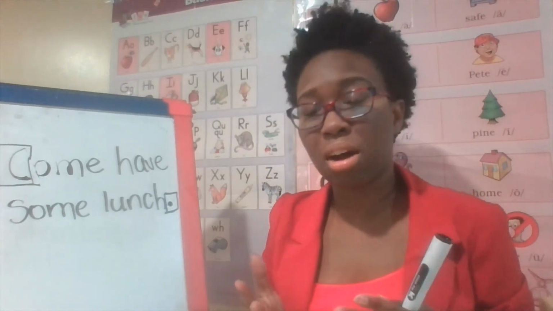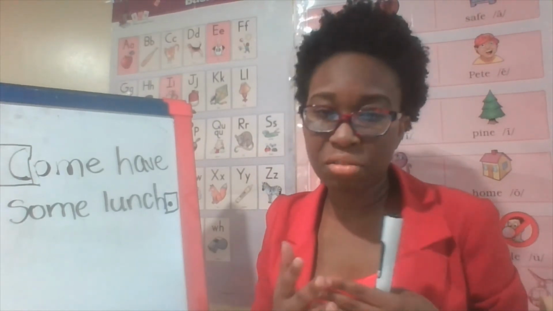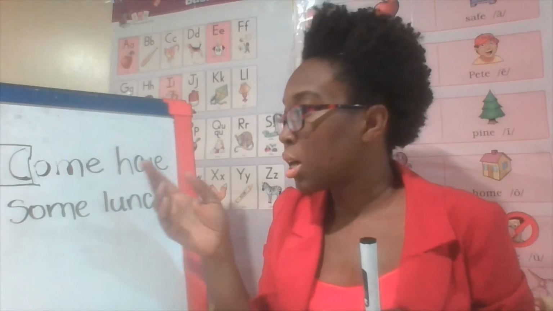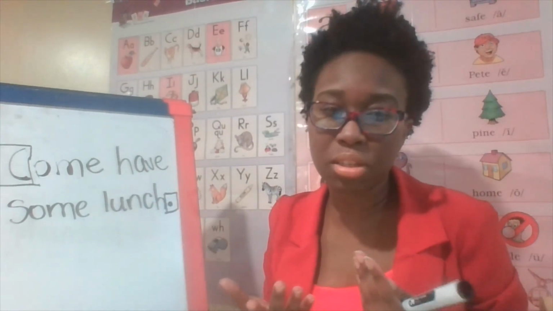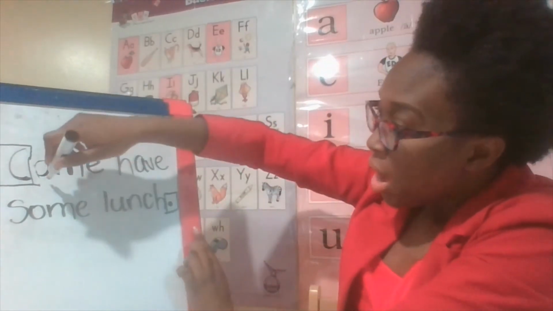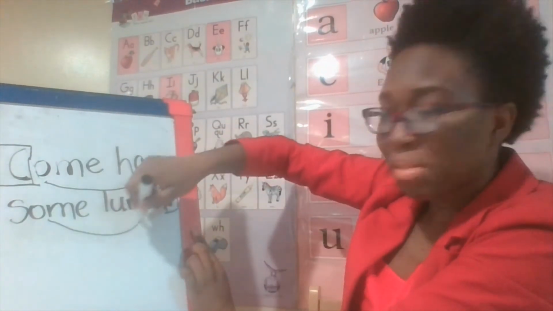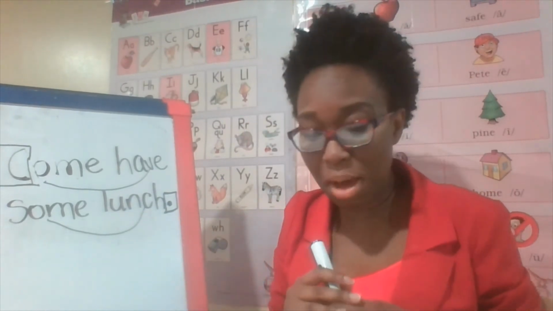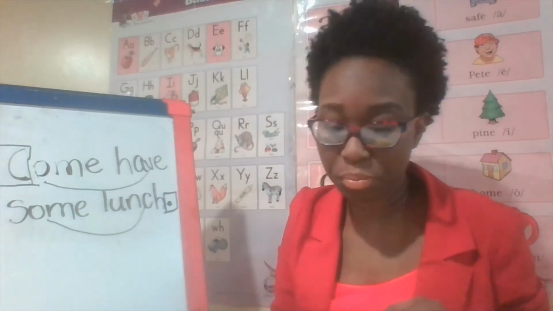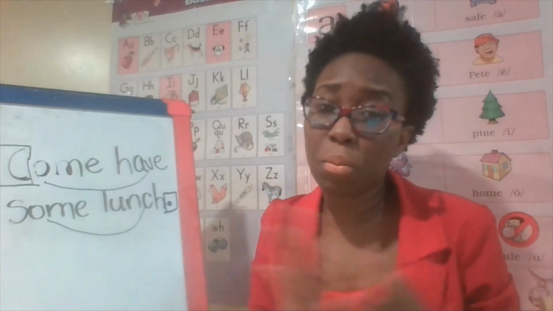Now, we also talked about scooping and not reading like a robot. So, come, have some lunch. We want it to be smoother. So, come have some lunch. Okay, so you see how that's nice and smooth? Come have some lunch. So that's basically what we were going over today.